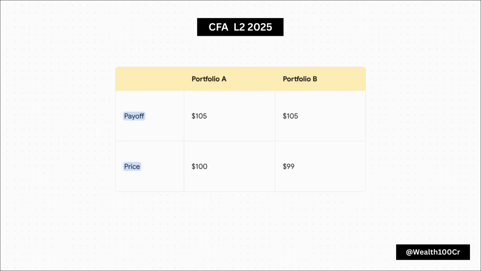And check this out. This is exactly what happens when that law gets broken. You've got two portfolios, A and B. Both are guaranteed to pay off $105, no question about it.